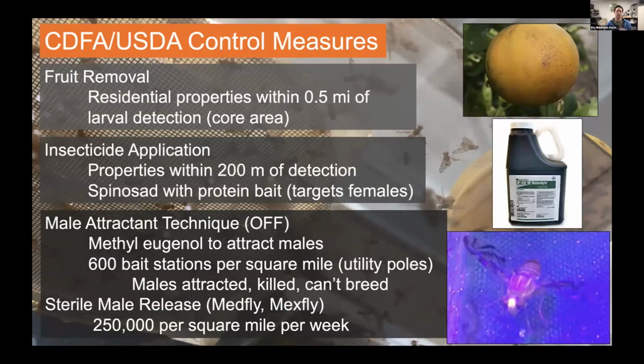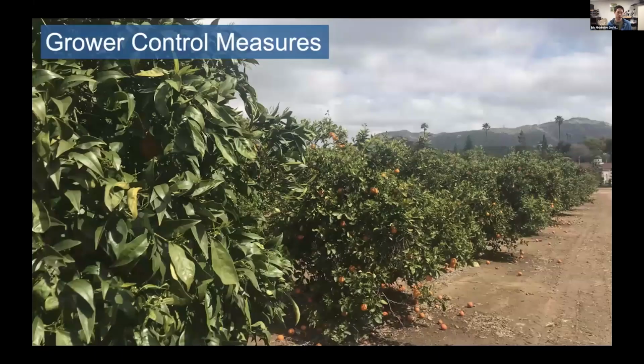And you can see all three of these together: some fruit removal, the spinosad baits to attract and kill the females. And then depending on the fruit fly species, this effort to kill or sterilize all the males works quite well for eradication for all of these. So again, this is done without the growers, but there is an expectation for growers in the quarantine zone to also be doing things themselves.